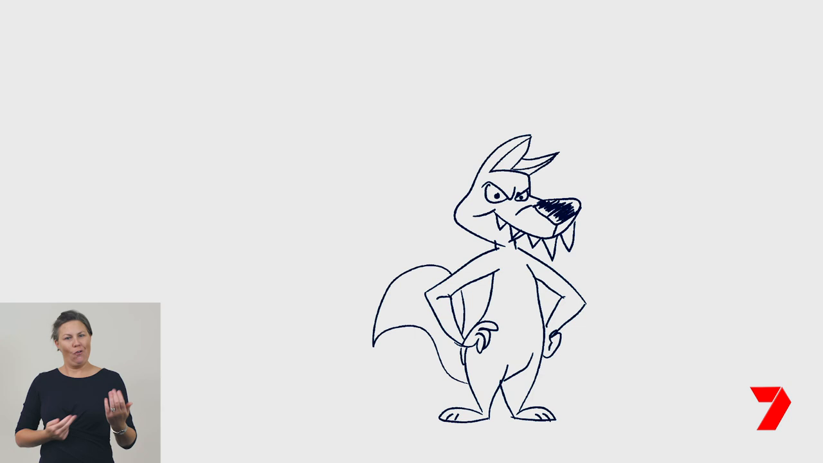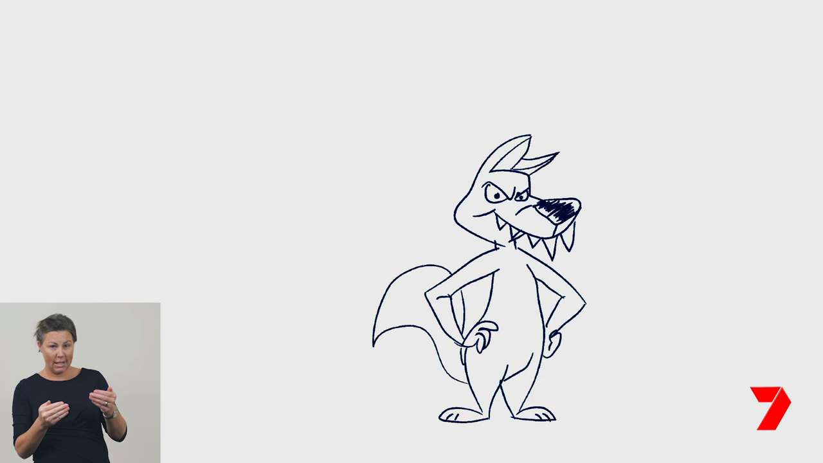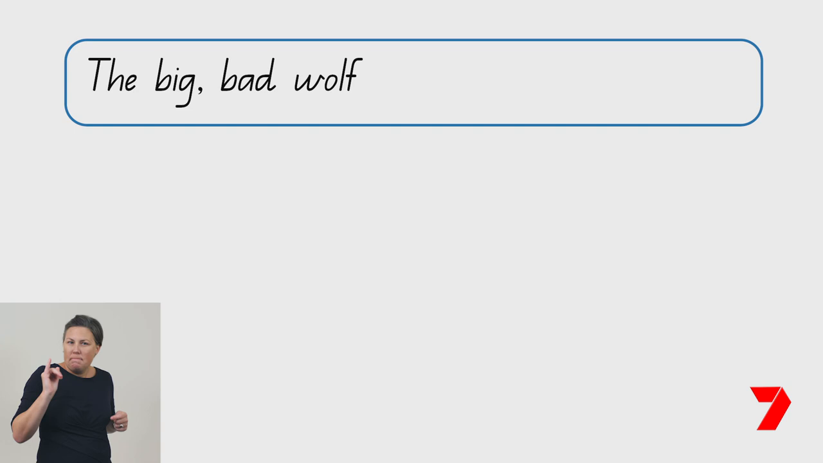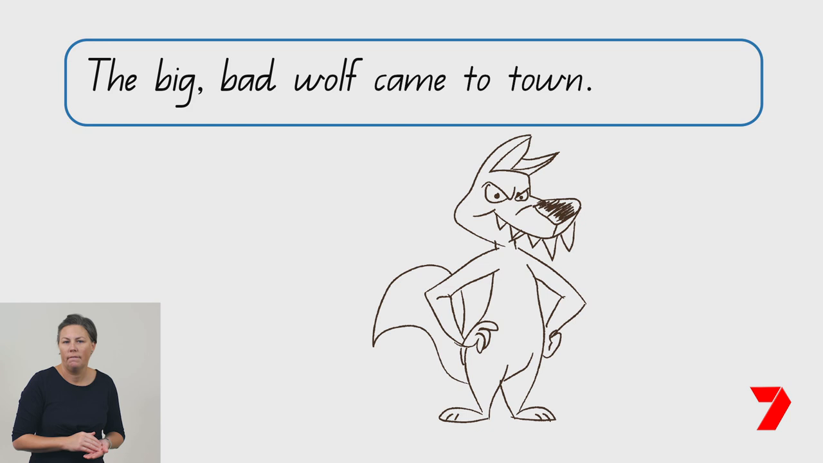What do you think? Do you think my drawing matches the adjectives that are used to describe the wolf as big and bad? Now I'm going to write a sentence about my picture. First, I'm going to write who this sentence is about, the wolf. I'm going to use the adjectives big and bad to describe the wolf in my sentence. So I'm going to write the big bad wolf. Now I've told who, I need to write about what happened. What did the big bad wolf do? He came to town. So I will write came to town.